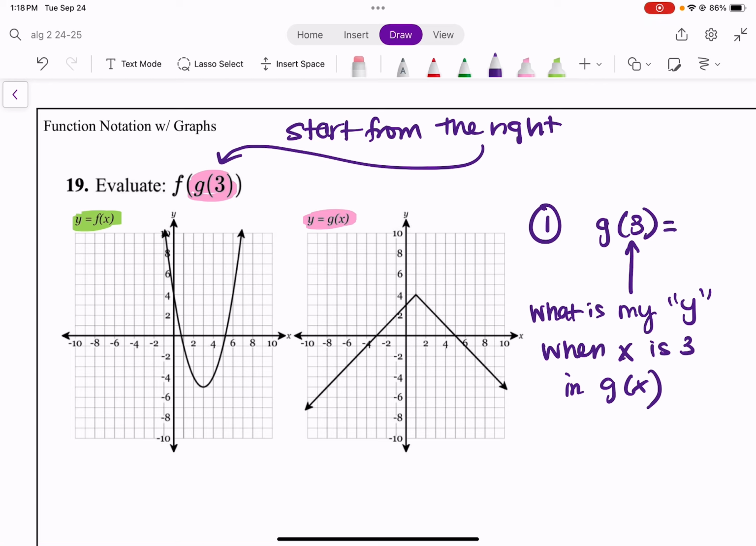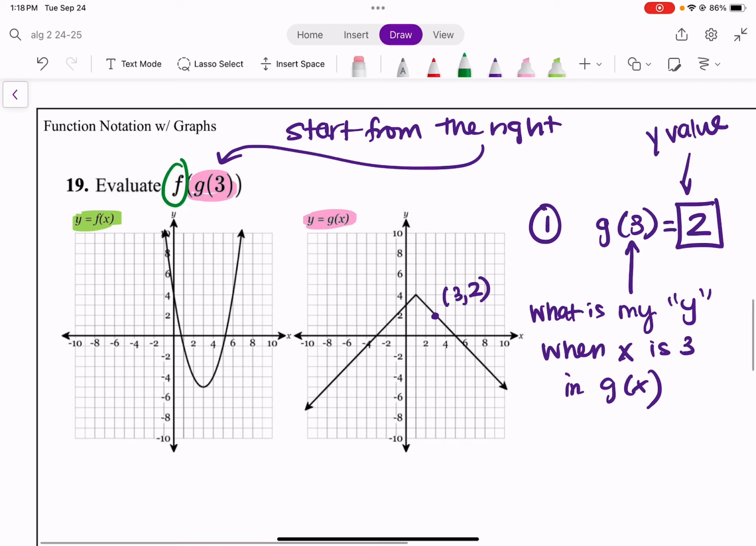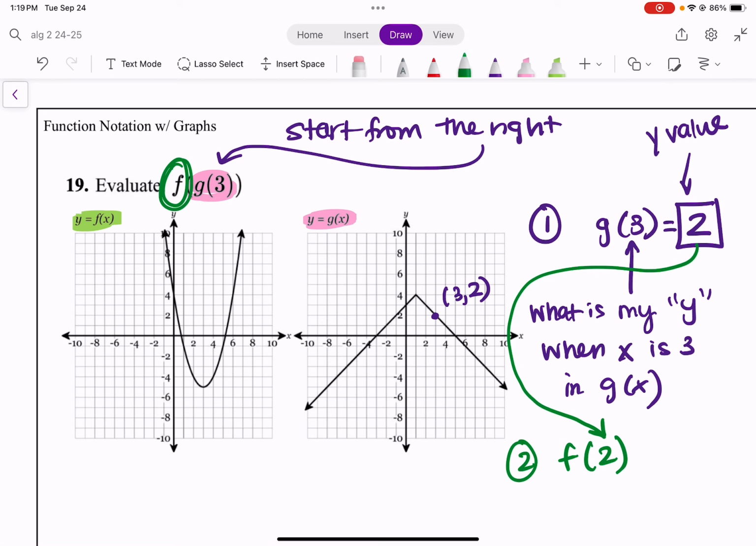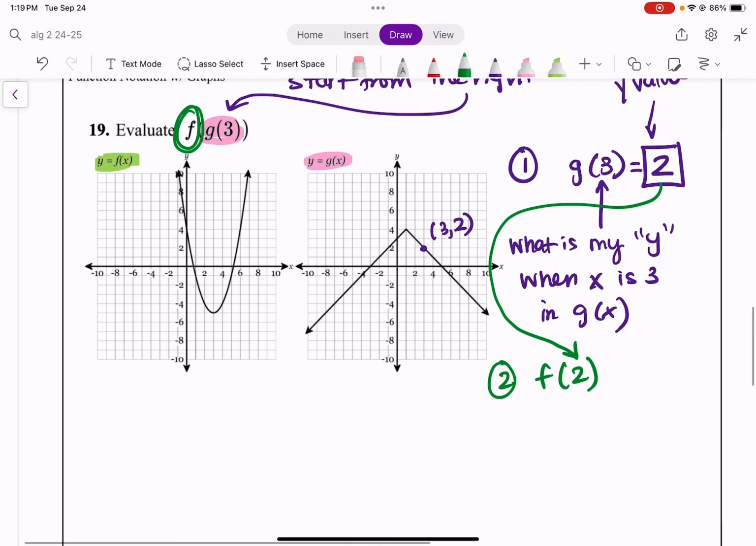So at 3, I have this point, 3 comma 2. So my y value is 2, right? So this was my y value. This is now going to become my input for the next one. So my next function is f, so I'm going to be finding now f of 2, right? So whatever I get here becomes my input. So now I'm dealing with my f graph. And again, I'm looking for my y when x is 2.